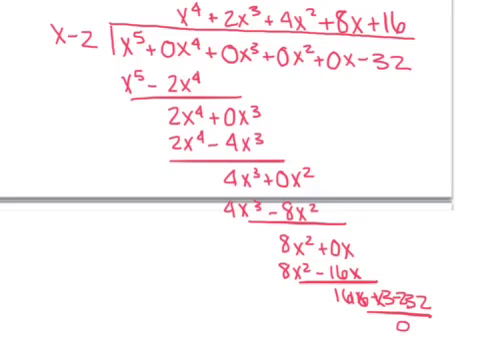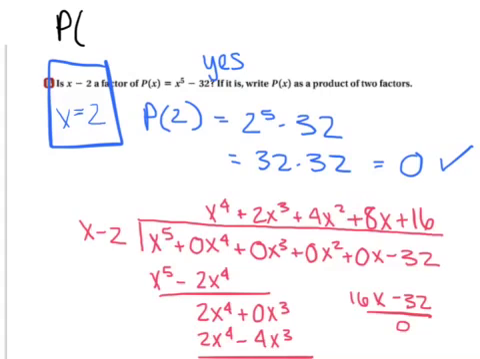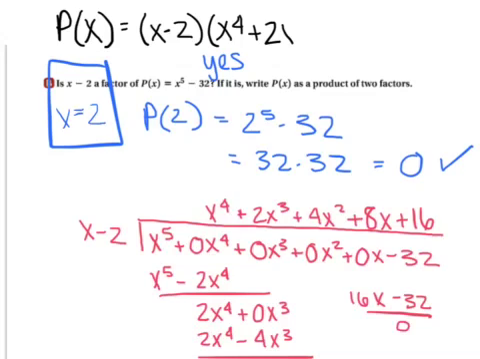And the problem said, write this polynomial as the product of its factors, I believe is how it was worded. Yes, as the product of its factors. So all you would have to do there is take your quotient and your factor that you already knew, and you can say P of x, the polynomial, equals its original factor, the x minus 2 that we used, times the quotient that we just found. X to the fourth plus 2x cubed plus 4x squared plus 8x plus 16.